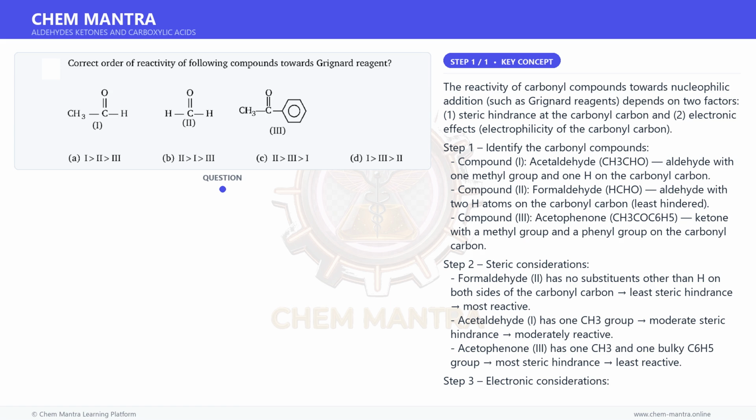A. 1 to 3. Incorrect, because formaldehyde is less hindered and more electrophilic than acetaldehyde, so 2 should be more reactive than 1. C. 2 to 3 to 1. Incorrect, because acetophenone (3) is a ketone with greater steric and electronic deactivation than acetaldehyde (1). Hence 1 over 3, not 3 over 1. D. 1, 3, 2. Incorrect for the same reasons as A and C.